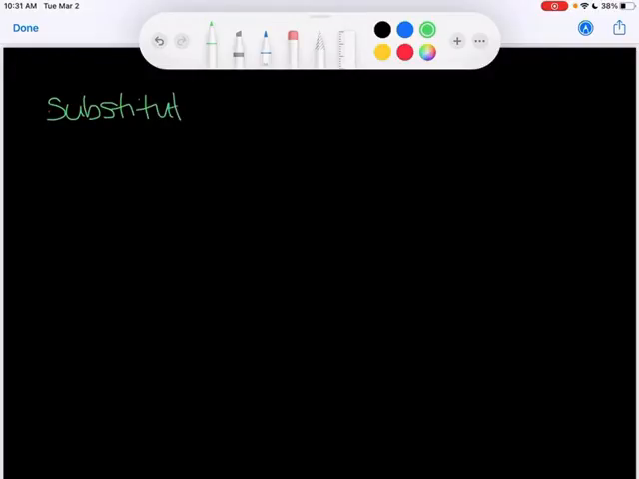Okay. When you use substitution, you need to get one of the equations, it doesn't matter which one, so that one of the variables, x or y, again it doesn't matter which one, is by itself. So that then you can substitute what it's equal to into the other equation. So let's look at an example.